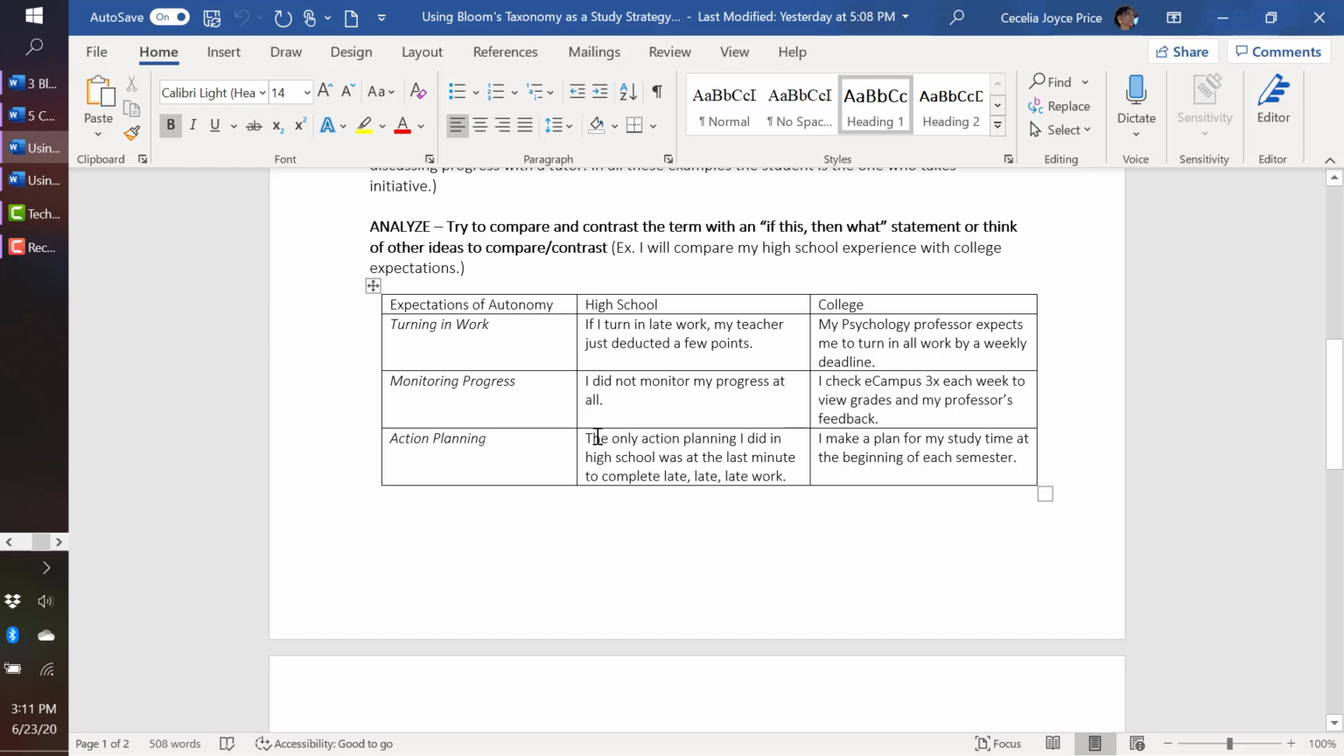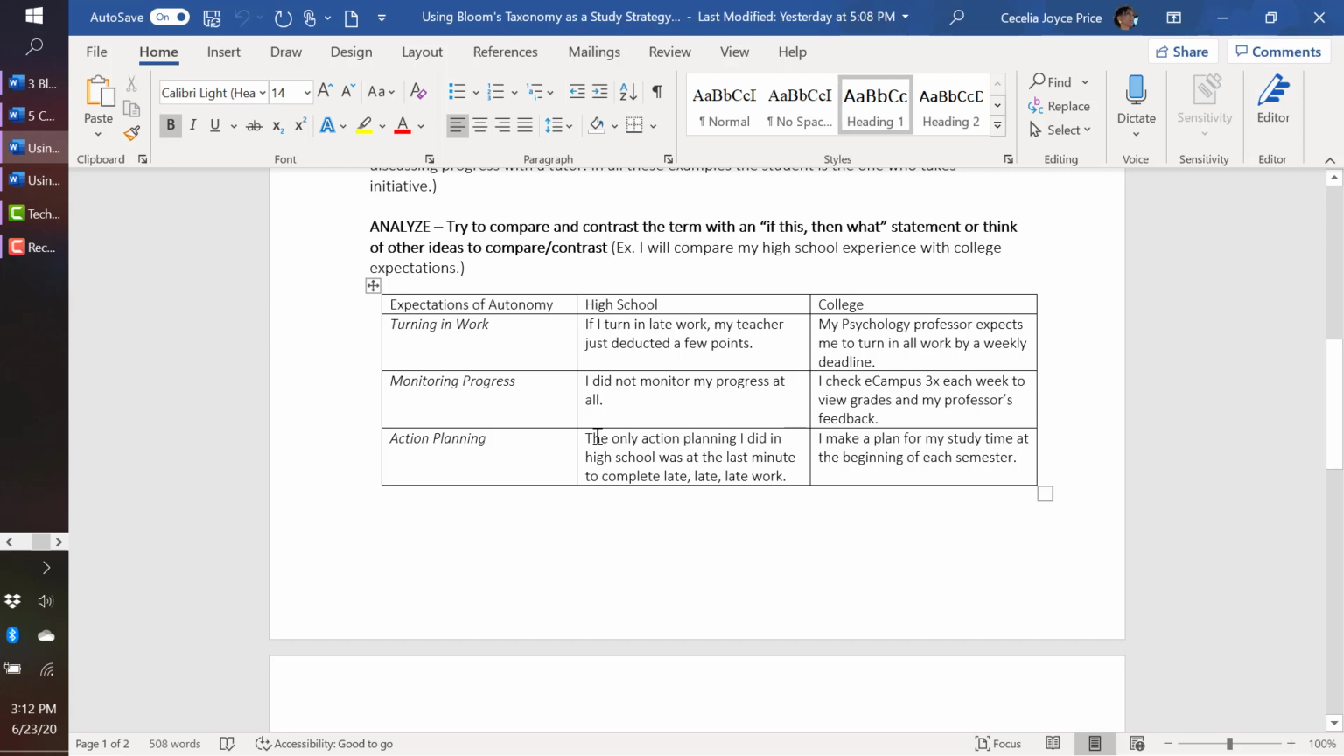That's not too much of autonomous learning, is it? But in college, my psychology professor expects me to turn in all work by a weekly deadline. This person gave an example of how autonomous learning is apparently much more of a responsibility in that college student's life than it was in the high school life. They're making a comparison contrast, okay?